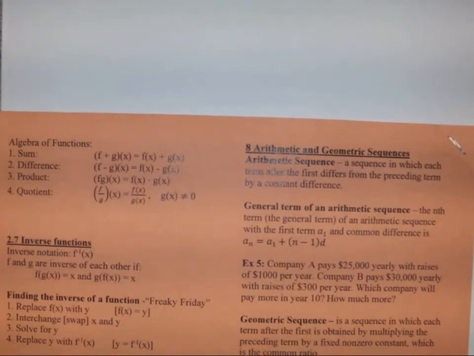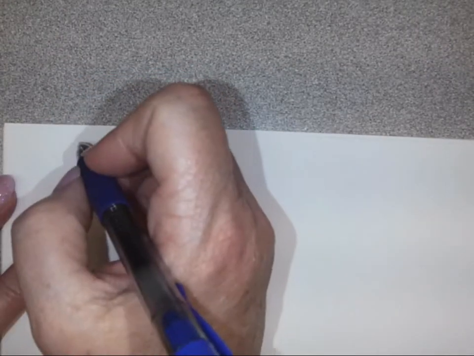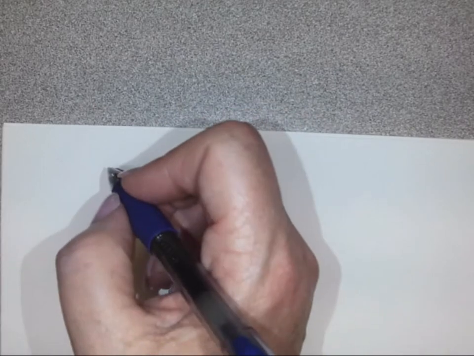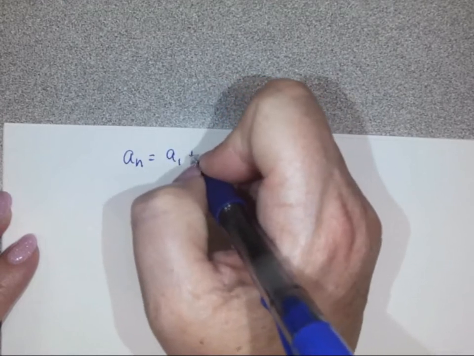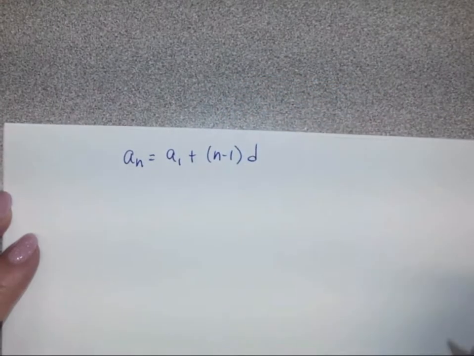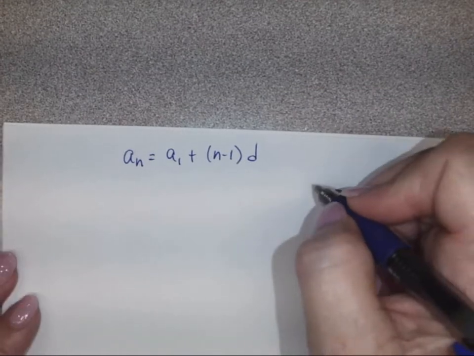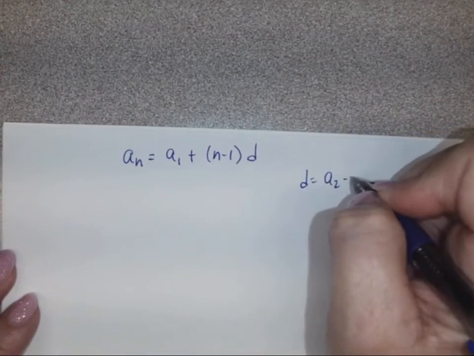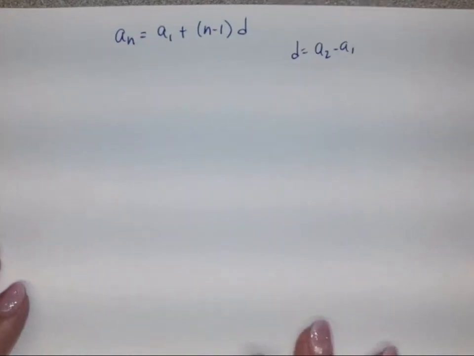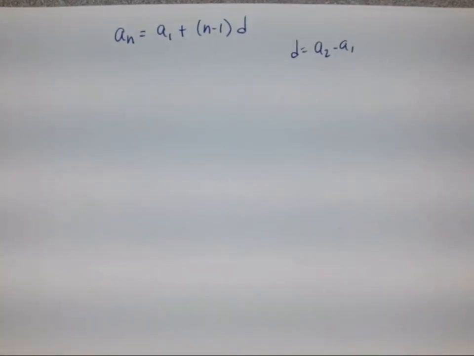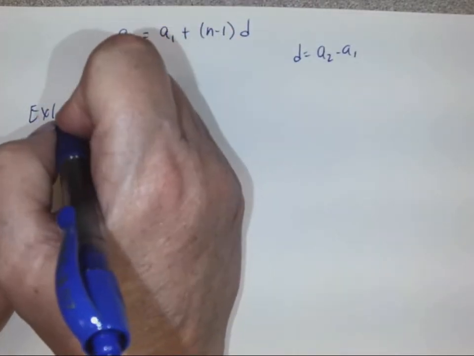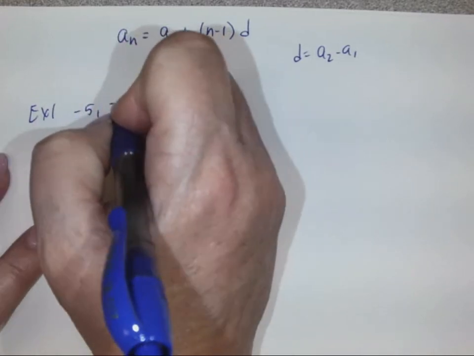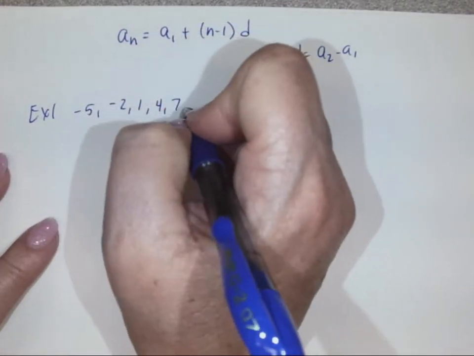So we are going to look at some arithmetic sequences. Our formula, remember, is a sub n equals a sub 1 plus n minus 1 times d. Now, d will be equal to a sub 2 minus a sub 1. So if we're just looking at the sequence and we're not told what d is, then we'll find d by doing that. So for example 1, we have negative 5, negative 2, 1, 4, and 7.